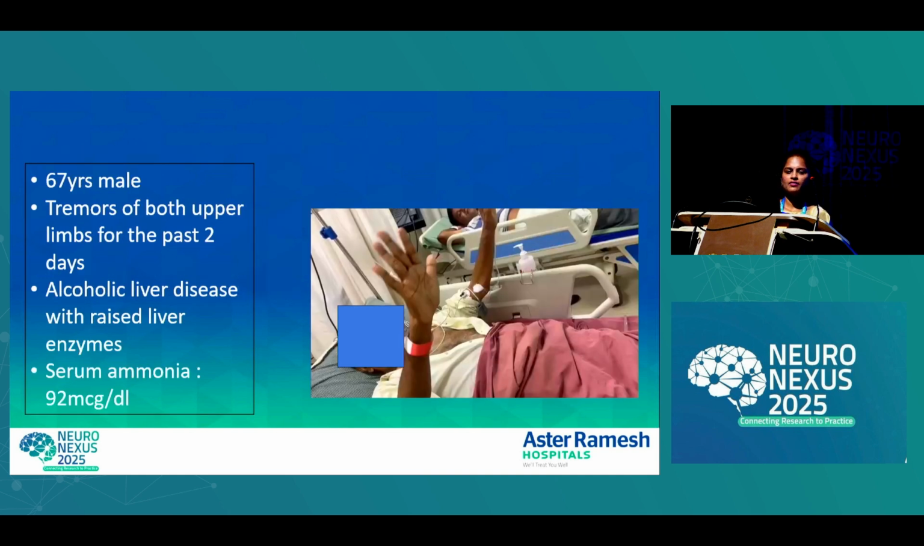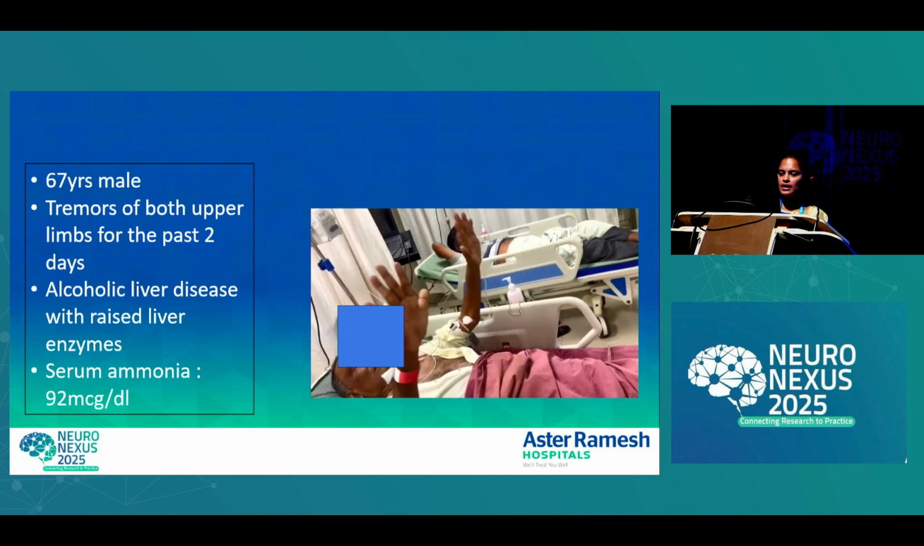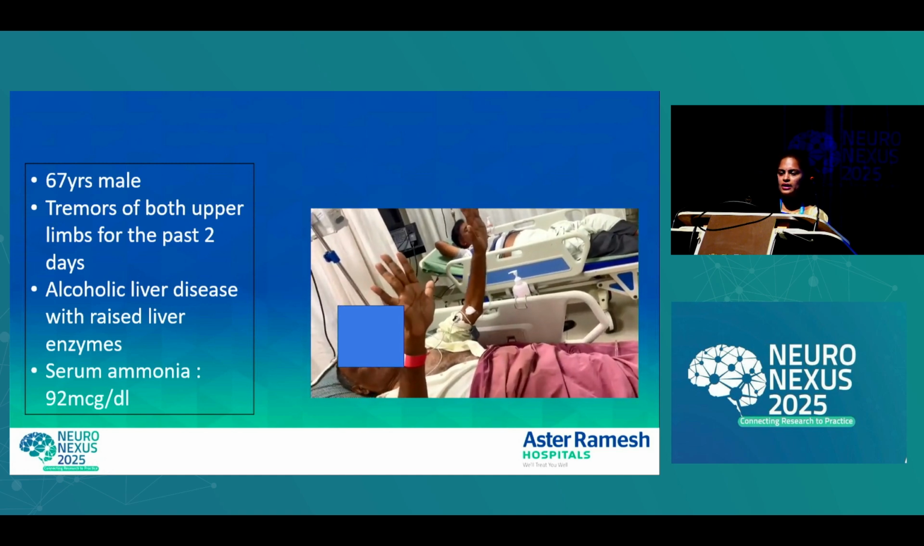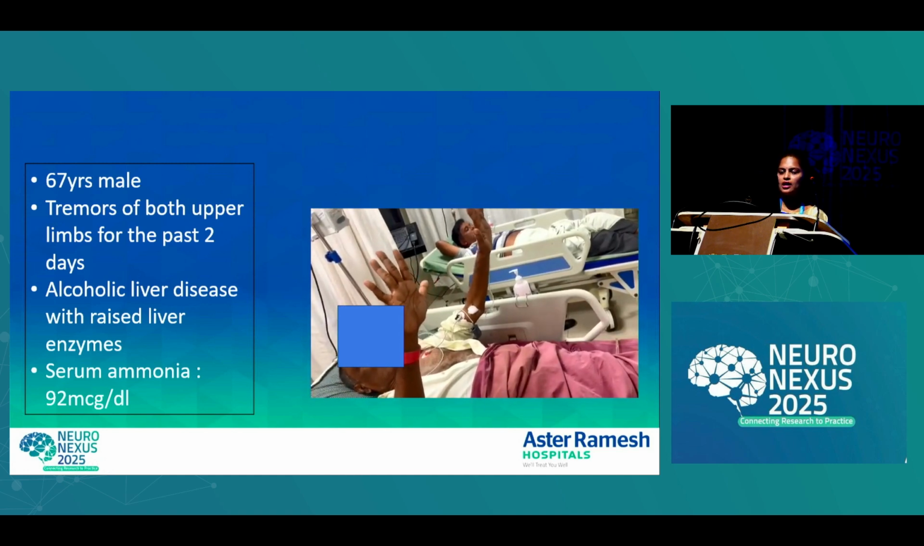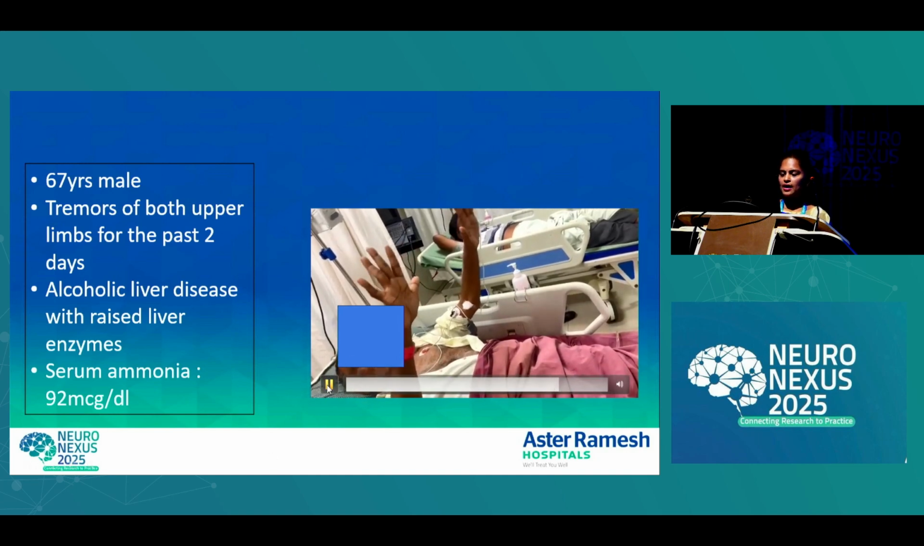Next is a 67-year-old male who presented with tremors of both upper limbs for the past 2 days. There is a history of alcoholic liver disease with raised liver enzymes, and the serum ammonia levels were raised. You can observe bilateral flapping movements of both hands with sudden loss of tone. This is flapping tremor, or asterixis.